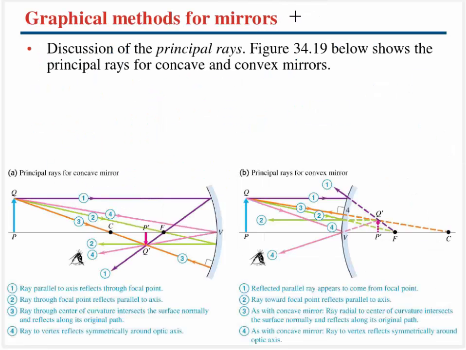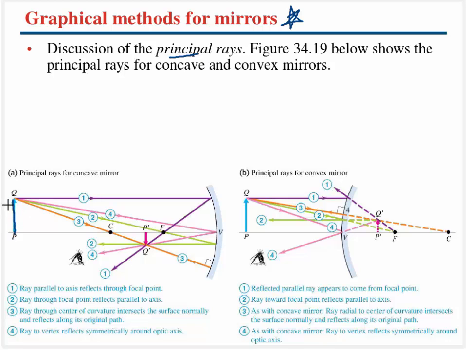So now let's put all this together and talk about some graphical methods for mirrors. It's fairly important for you to be able to do this to check to see if your image is where you think it is for your calculations. What we do is we say light's going to emanate from an object and it's going to go in all directions. We're going to pick a couple of principal rays that are very useful to us.